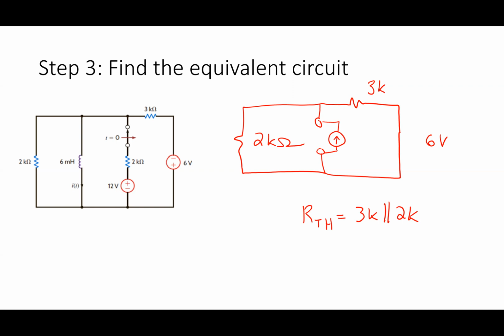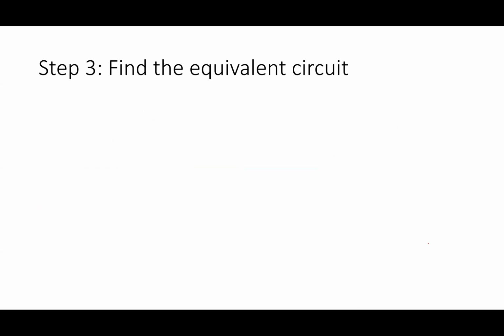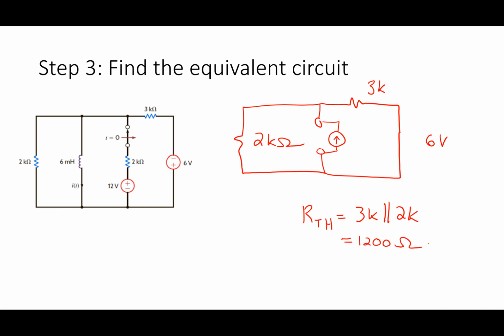If I get a number for that, I think it works out to like 1,800. I should have worked that out for myself. No, 1,200. This works out to be 1,200 ohms. Somebody can check me on that. I think that's right. What is right is 3K in parallel with 2K. Sometimes I'll tell you, don't give me numbers, because what I'm more concerned about is that you understand why it's 3 in parallel with 2.